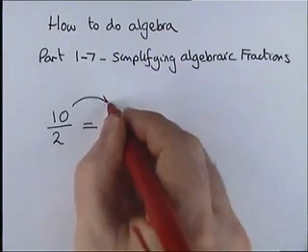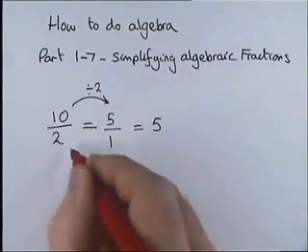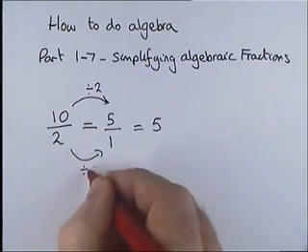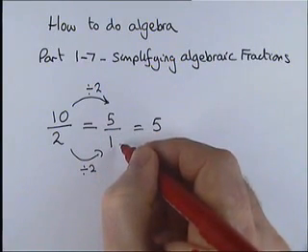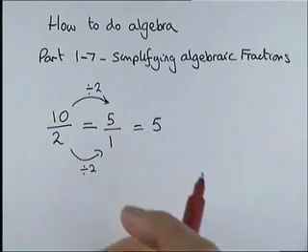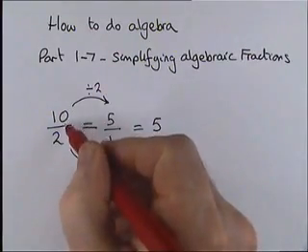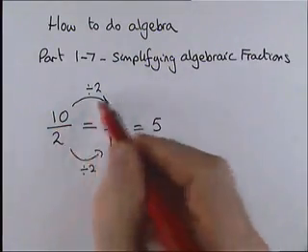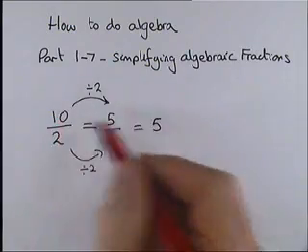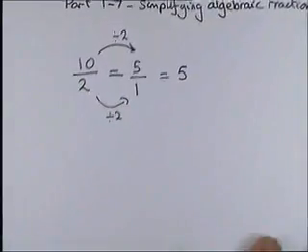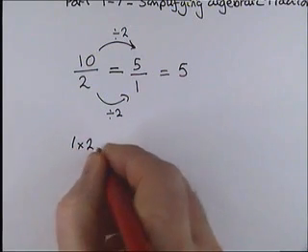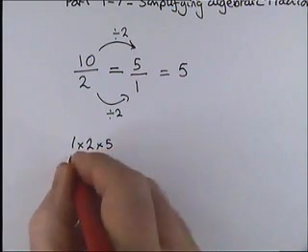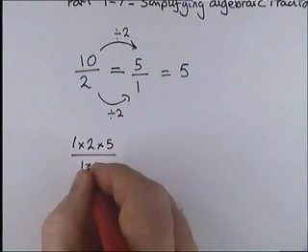So if we divide the top and the bottom by the number 2, then the numerator becomes 5 and the denominator becomes 1. So that's what we've instinctively done. You could also have said that 10 divided by 2 is 5, but if you think about the cancelling aspect, it is simplifying this fraction. Now, another way of writing that down would be to say, well, 10 is the same as 1 times 2 times 5, and 2 is the same as 1 times 2.